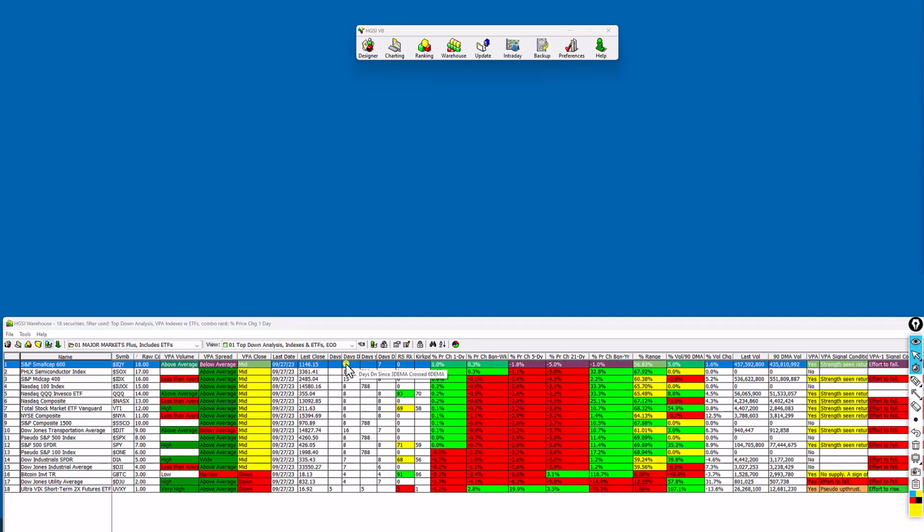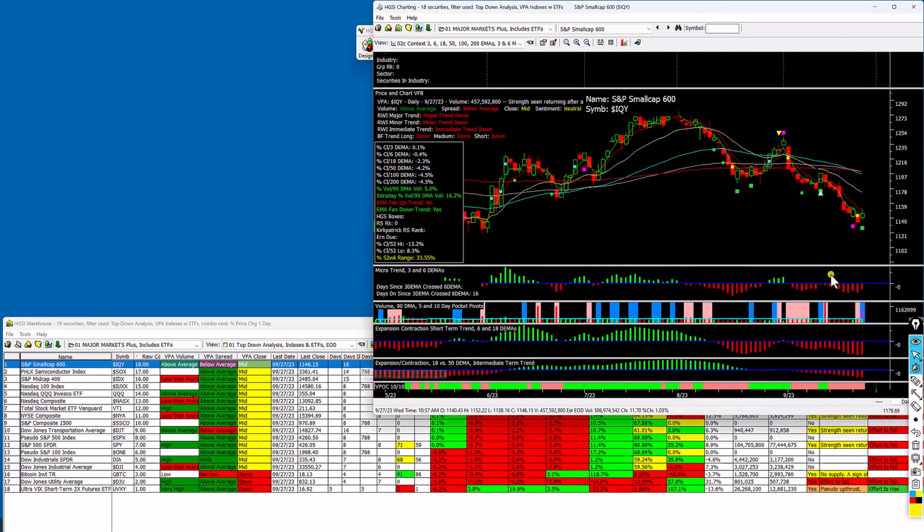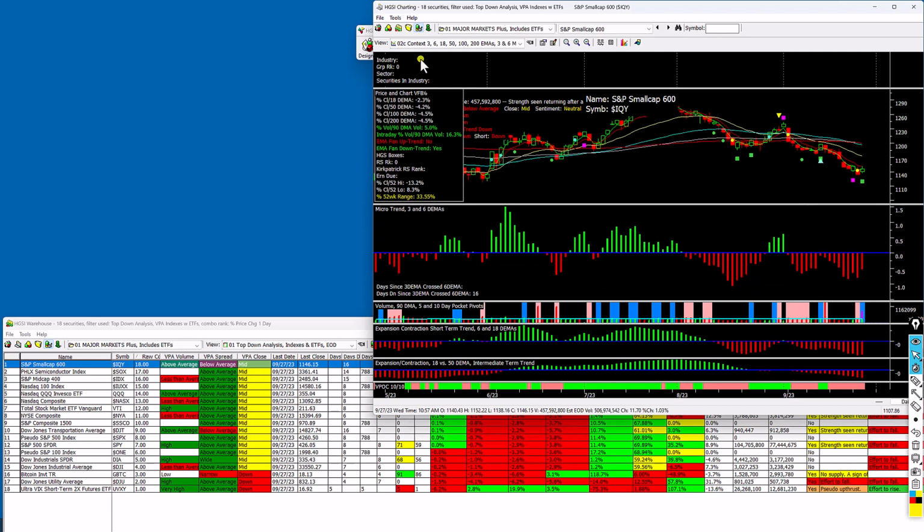So I'm just going to bring up a chart, and this is what I call my 2C chart, and you can see where the 3 crossed the 6 to the downside, and that would be 17 days ago. And it really has not looked back. That's when this market really started to weaken.